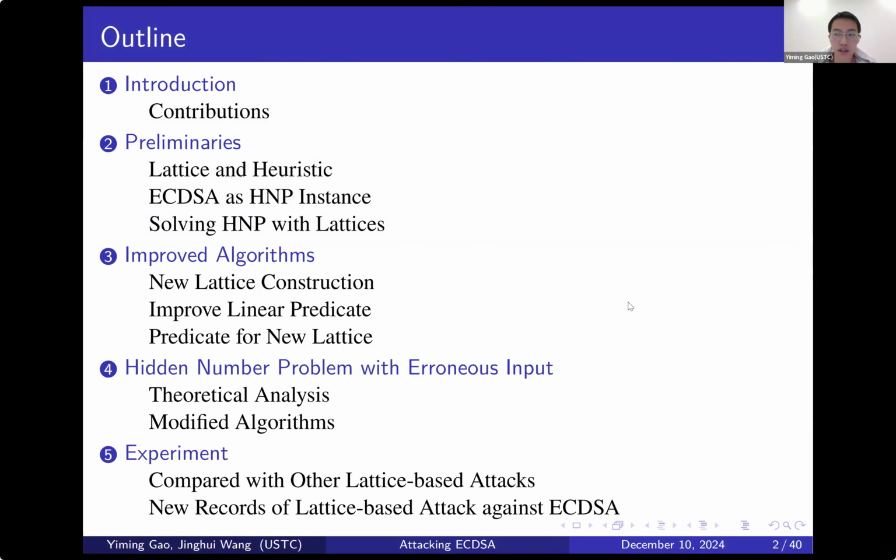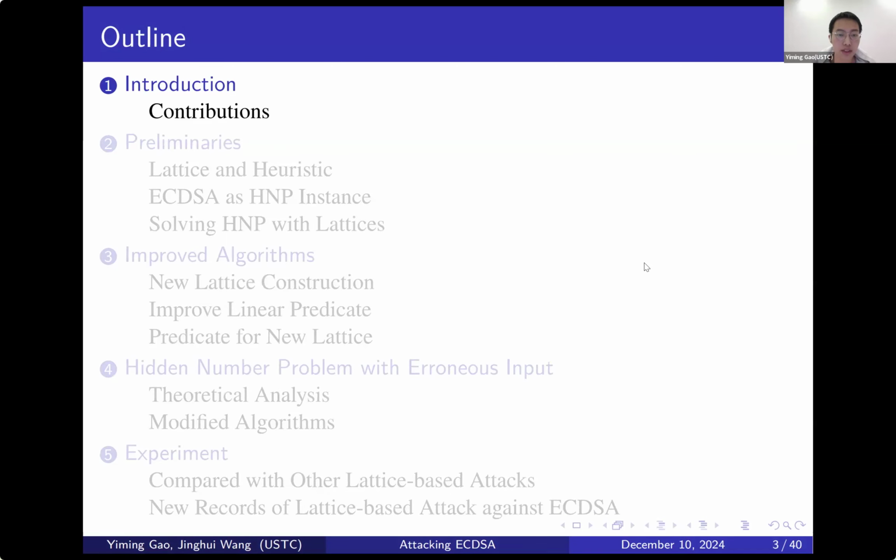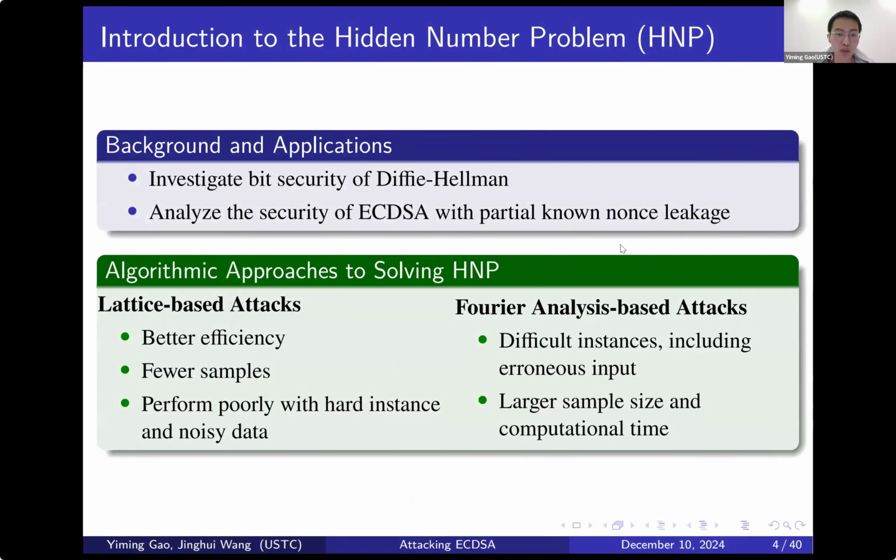Here is the outline of our slides. First, let me introduce the hidden number problem, HNP. The hidden number problem was proposed by Boneh and Venkatesan to investigate the bit security of Diffie-Hellman. Now it is used to analyze the security of ECDSA with partial nonce leakage. There are two main algorithms for solving HNP.